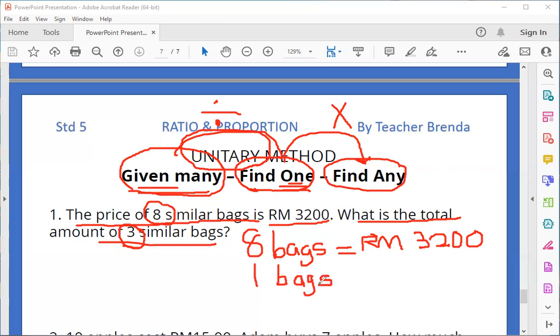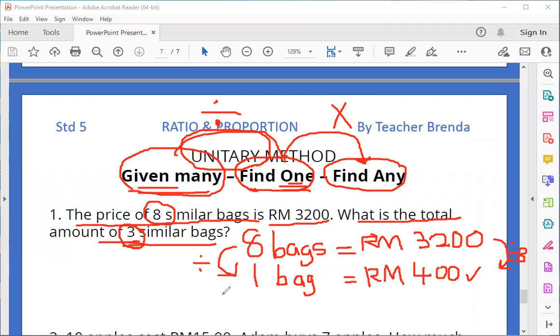And if somebody says 8 bags is this much, 1 bag is how much? It's easy. It's a division. 8 divided by 8, you get 1. 3,200 divided by 8, you would get, what is 32 divided by 8? Times table 8. 8, 16, 24, 32, and that gives you 4. Put in the 2 zeros at the back. So 1 bag is 400 ringgit.